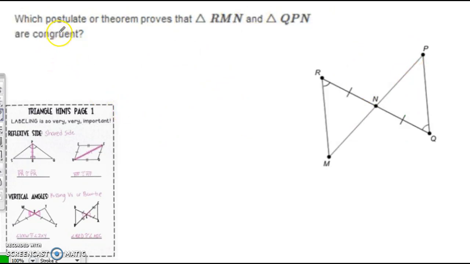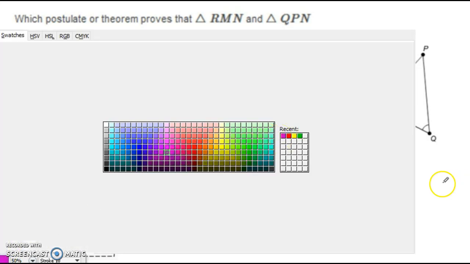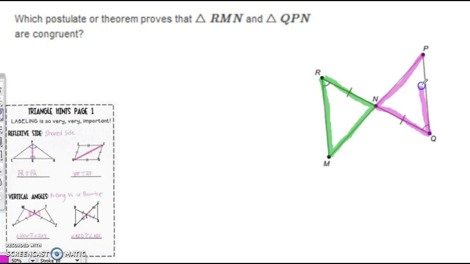Let's check out this one. Which postulate or theorem proves that triangle RMN and QPN are congruent? Again, let's color code our two triangles. I'm going to do one triangle green and the other one purple. Then let's look at the markings that we already have. We have an angle and a side in the green triangle, and in the purple triangle, we have an angle and a side. But again, that's not enough. We need more information than that.